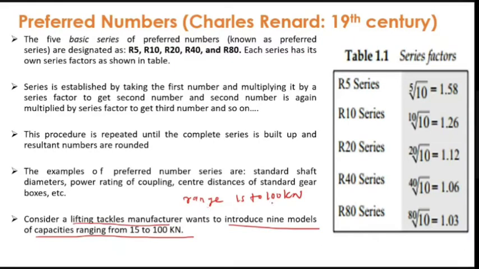Now, when the range is 15 to 100 kilonewton, the lifting tackle manufacturer wants to introduce 9 models in this range. How many models does he want to introduce? 9 models. Now, how will you select the sizes? Whether you will select 15, 16, or 100. How will he select? That is the question.